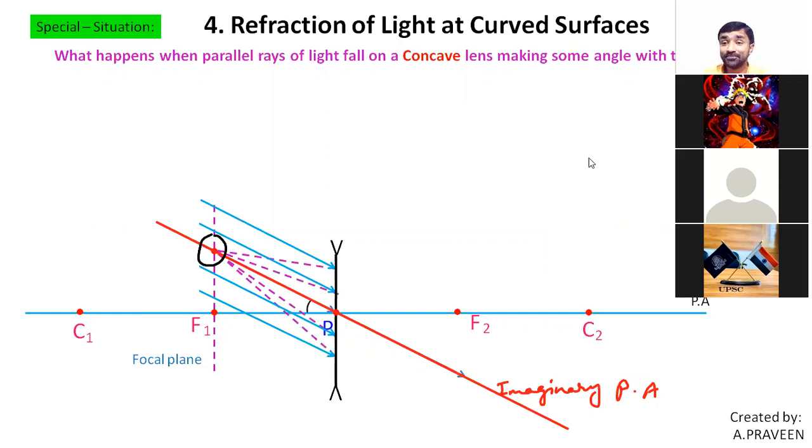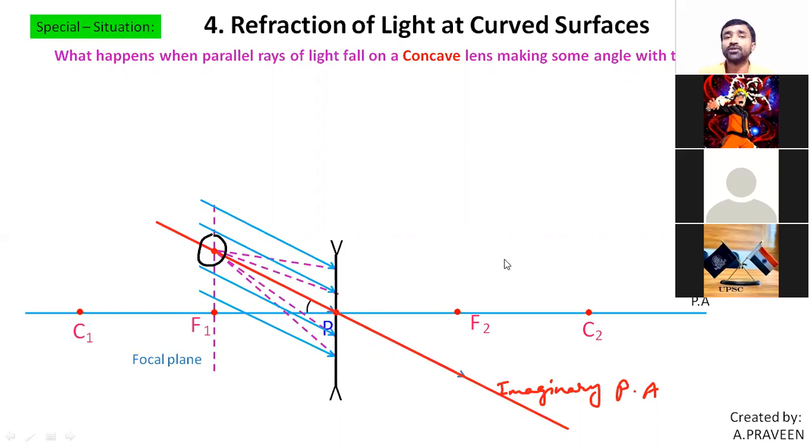See here what I did. I just connected the point of incidence with the imaginary focus. Why? Can anybody give me the reason why I connected them, the imaginary focus and the point of incidence? Why did I connect? Because this type of lens is what? Diverging lens. After refraction, those light rays are going to diverge.